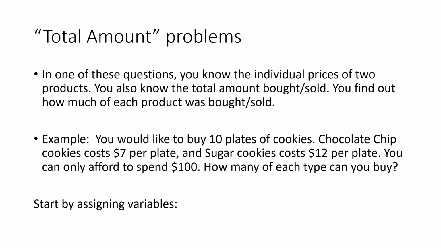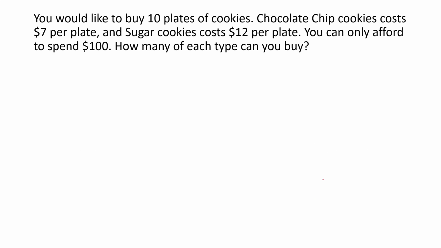First thing you want to do is assign your variables. And when you're doing this, what you usually do is one variable for each product. In this case, the products are cookies. So I'm going to say x is chocolate chip, and we'll let y be sugar cookies. It doesn't matter if you let x be sugar cookies and y chocolate chip. Just make sure you label which one is which so you don't forget. Once we've assigned our variables, we're always going to make two equations. So if you haven't made two equations yet, you haven't done everything.